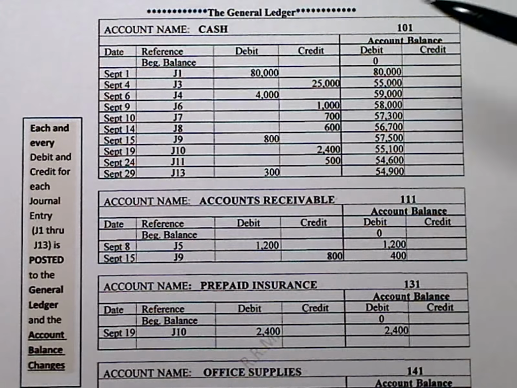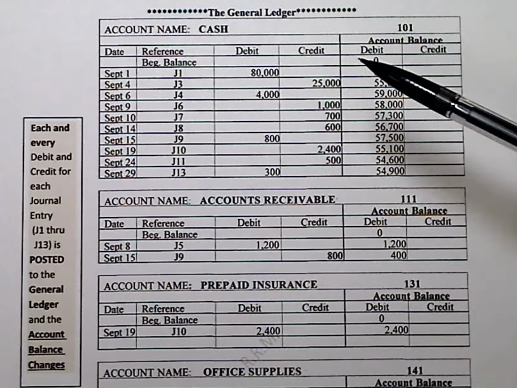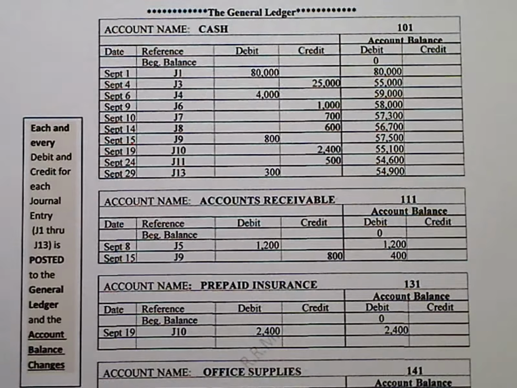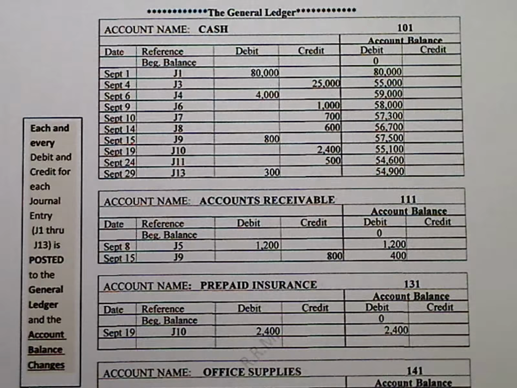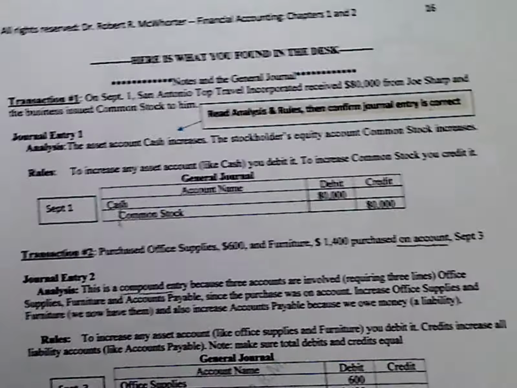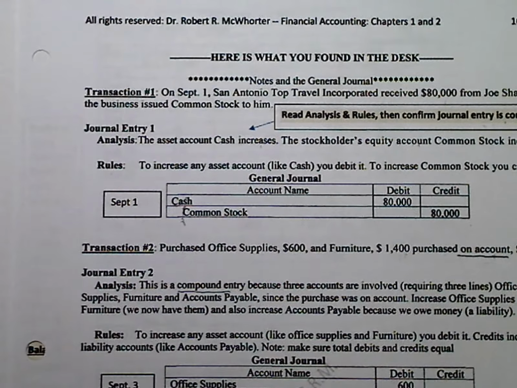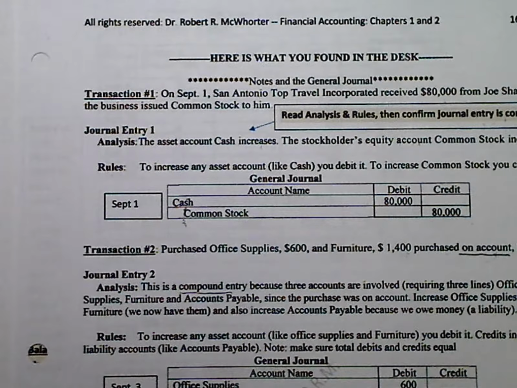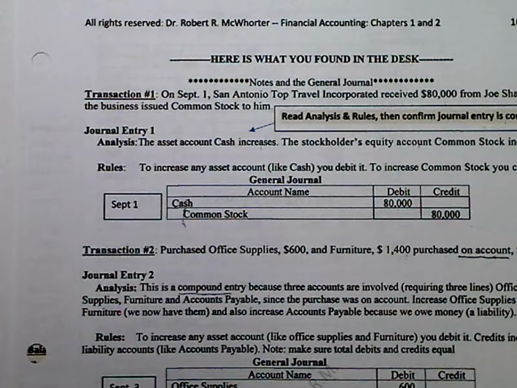Okay, now let's do the first one. Let's go back. Journal entry number 1 on page 16. Take a look at it. On page 16, we debited cash 80,000 and credited common stock 80,000. Let me just pop it in there. There it is. That first one, debit cash, credit common stock. That was the journal entry.